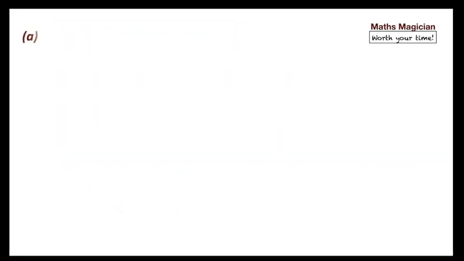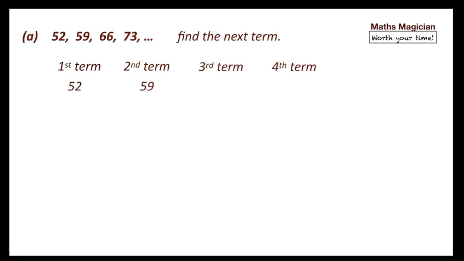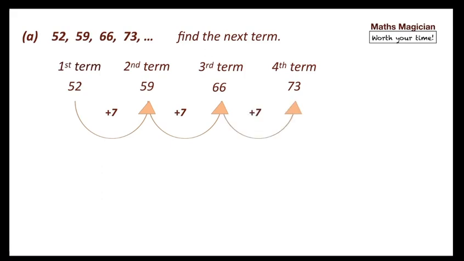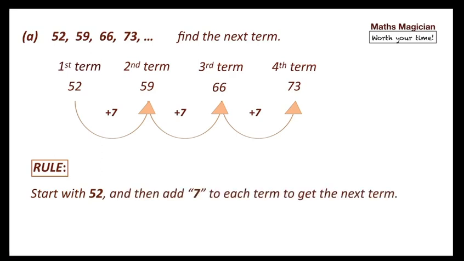First number sequence: for this sequence, find the next term. Let's write this sequence again with its term numbers in a diagram form. When you add 7 to first term, you get second term. Similarly, when you add 7 to second term, you get third term, and so on. So the rule for this sequence is, start with 52 and then add 7 to each term to get the next term. As we have to find one more term, which is the fifth term, using the diagram and applying the rule, we add 7 to the fourth term and we get the fifth term, which is 80.